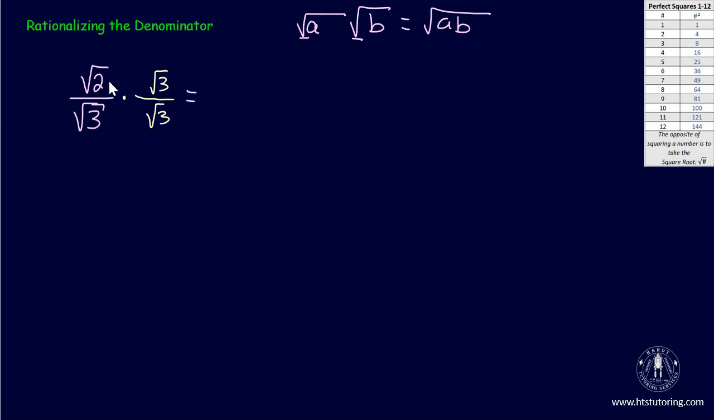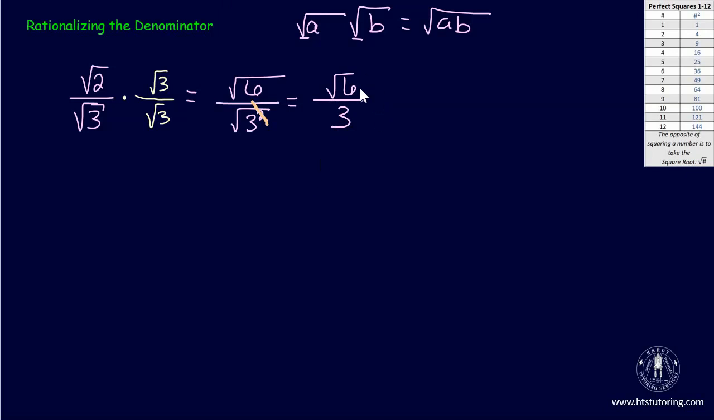So up here, square root of 2 times the square root of 3, I'm going to have the square root of 2 times 3, which is 6, over the square root. Now I'm going to have 3 times 3, so I'm going to say 3 squared. Now what have we said repeatedly? A square root and a square do what? They cancel. Square root and a square cancel each other. So I'm left with the square root of 6 over 3.